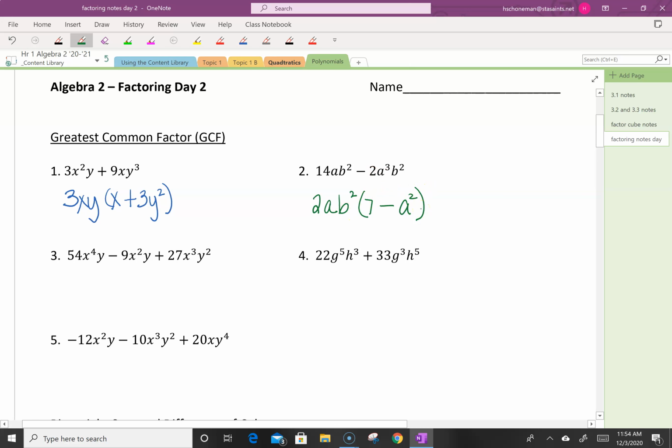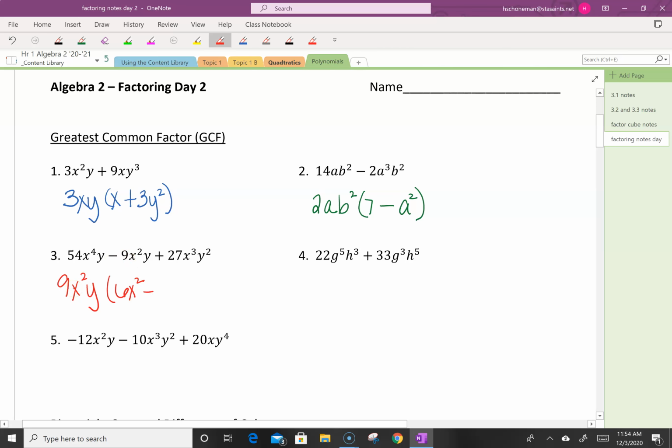We're done. Number 3. The largest number I can divide into 54, 9, and 27 is 9. For the x's, I've got 4, 2, and 3, so the most I can take out of any of them is 2. For the y's, I have 1, 1, and 2, so the most I can take out is 1y. 54 divided by 9 is 6. 4 y's take away 2, I have 2. The y's cancel. Minus 9 divided by 9 is 1.